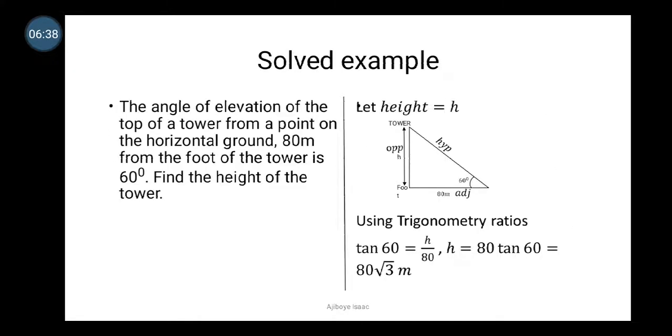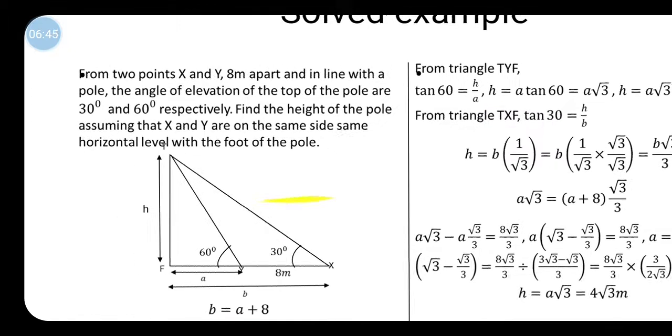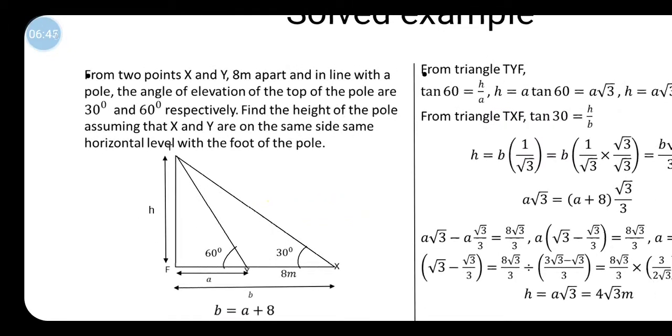The angle of elevation, okay, from 2 points x and y, 8 meters apart, in line with a pole, the angle of elevation of the top of the pole at 30 degrees and 60 degrees respectively. Find the height of the pole, assuming that x and y are on the same side and same horizontal level with the foot of the pole.